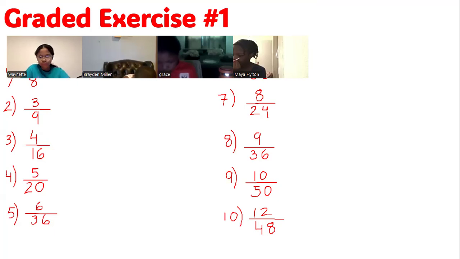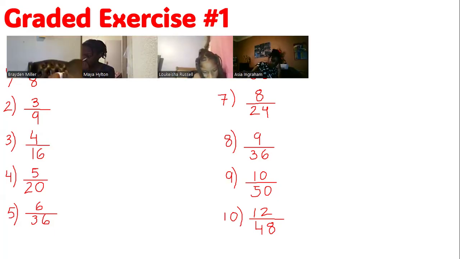Grace, what number are you on? Number 10. Which one, first or second? First. What's taking you so long, Grace? My internet is glitching out. I think it's because this computer is old. So why don't you just take a picture of the questions? That's a good idea.